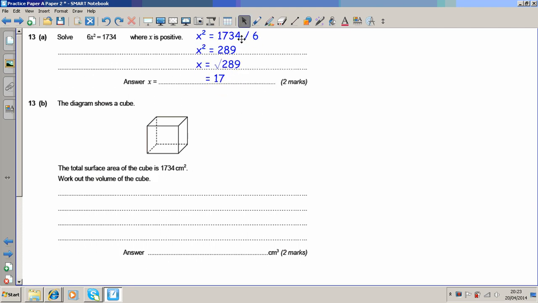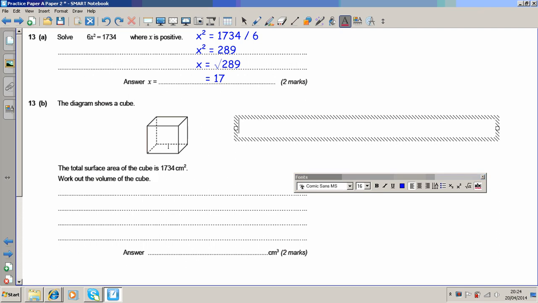There's your answer, 17. And I guess the only reason it says where x is positive is because minus 17 would work as well, because minus times minus makes positive 289, but x is positive means x is equal to 17. So 13b, diagram shows a cube. The total surface area of the cube is 1734. Work out the volume of the cube.